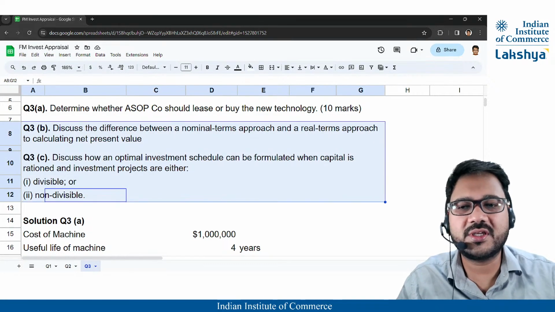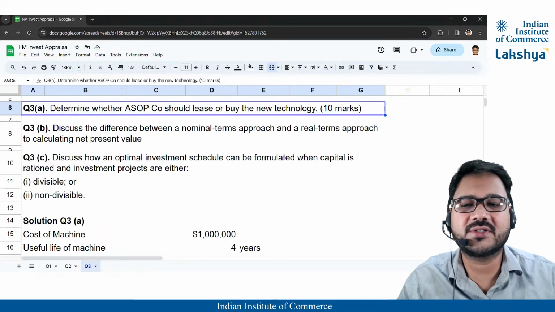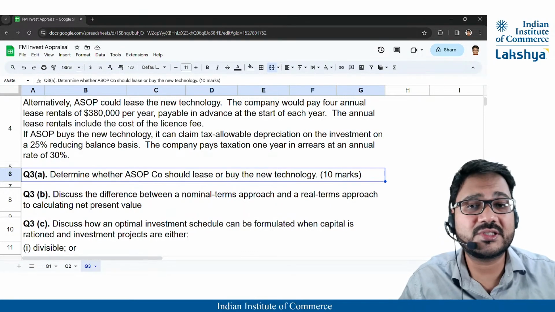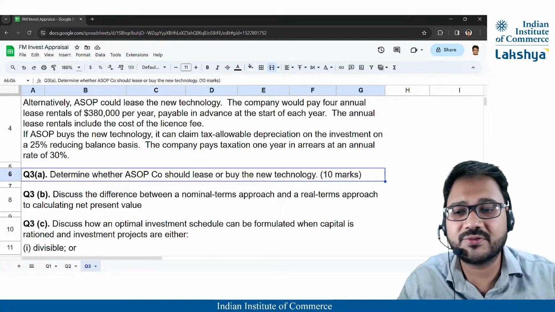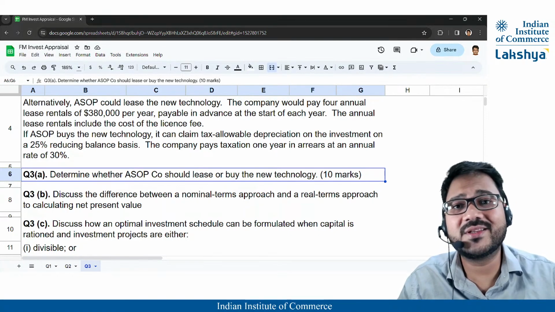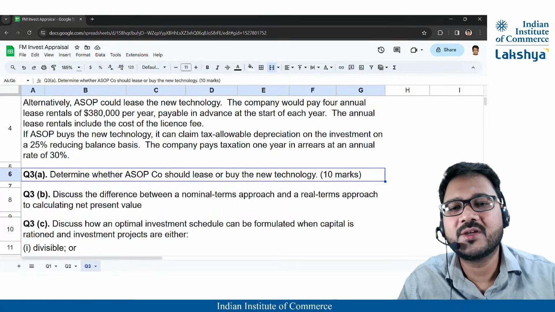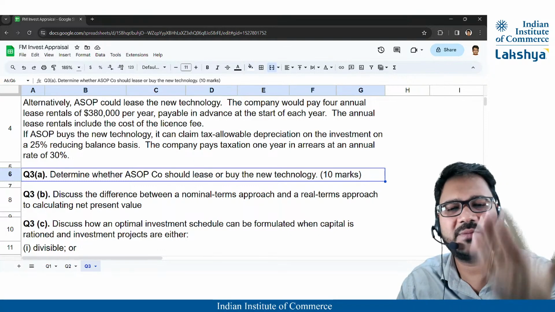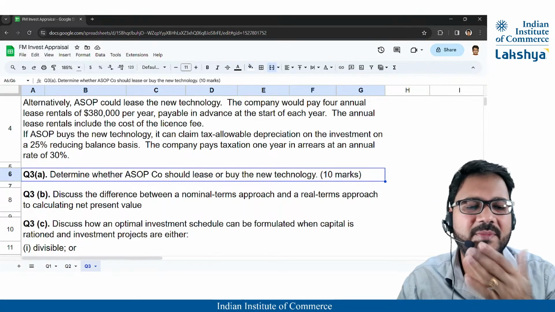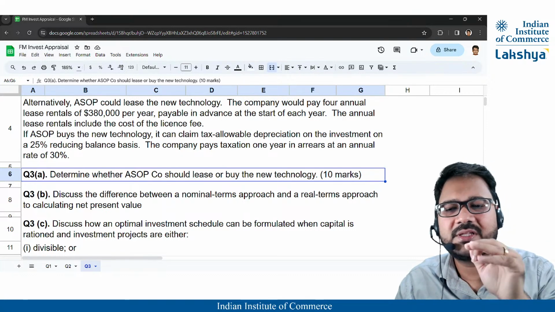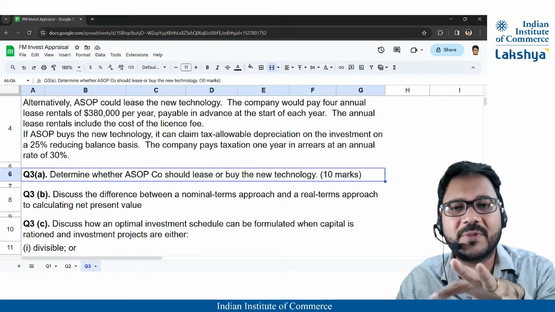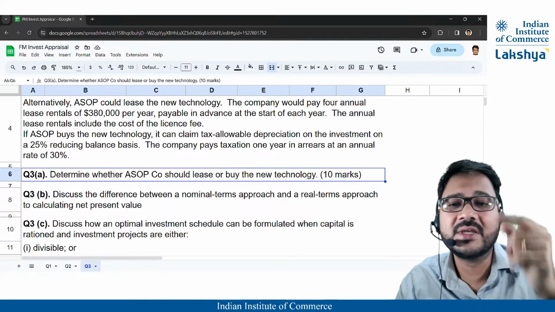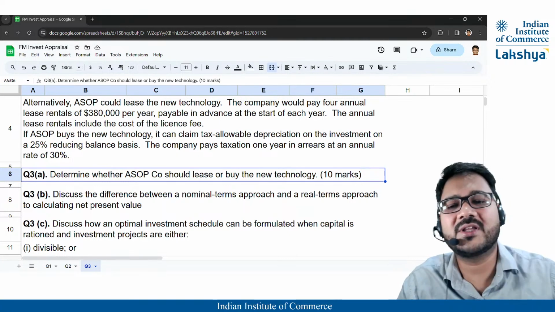So again, two parts: 10 marks calculation, 10 marks theory. Now the calculation is lease versus buy, something that is ignored by a lot of students. Question 1 and 2 are your typical NPV based questions, wherein you are to calculate, like your typical investment appraisal questions, NPV, IRR, payback period, ROC, all of those things. Okay, this is one question which belongs to the same topic, investment appraisal, but is talking about lease and buy, which a lot of students ignore, and that is precisely the reason why I've included this particular question.